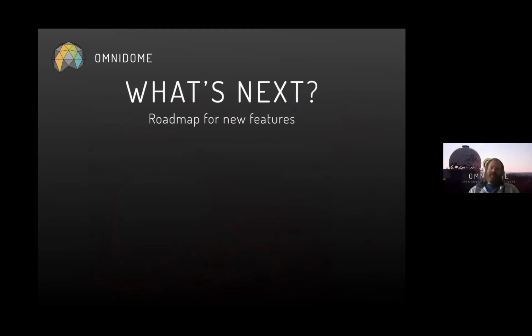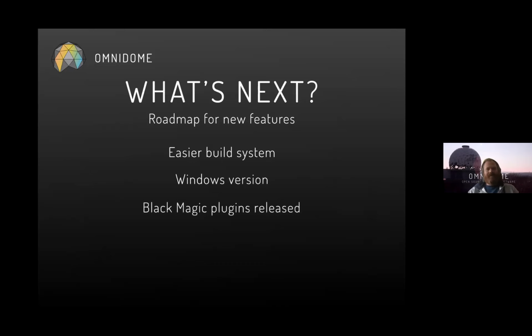Okay, so what are we up to at the moment? Well, never as much as we'd like to. It's a side project, and there are certain things that we do get done, certain things that we don't. We have worked on making the build system easier. I think that's actually now already done. So Omnidome had a release in the spring this year with all the build system fixes. The Windows version is already out there. Blackmagic plugins are there, they've been released.